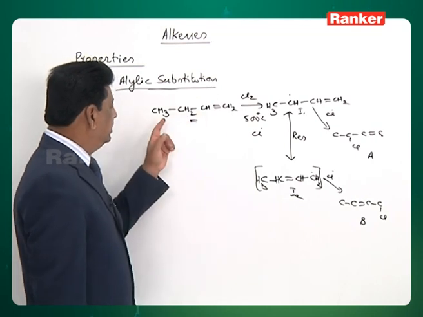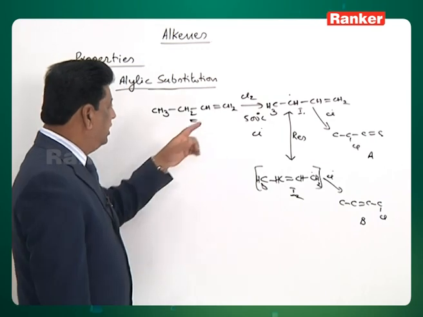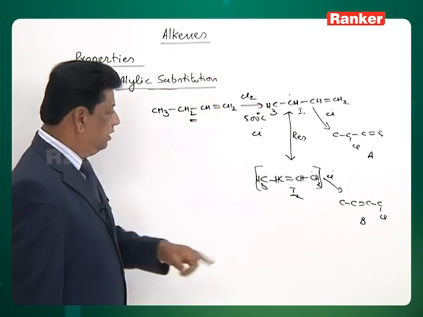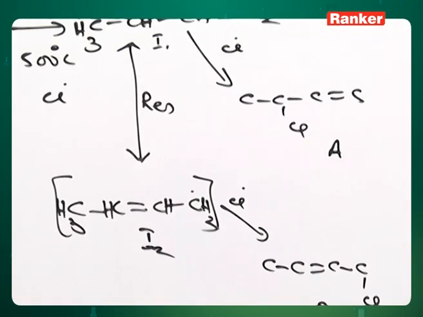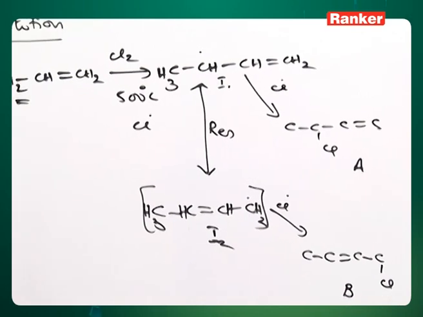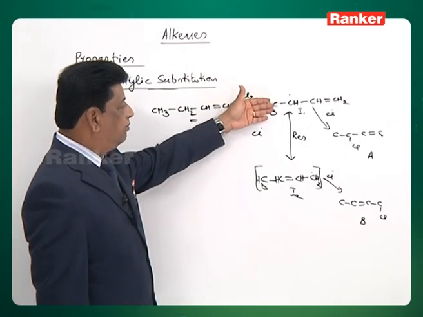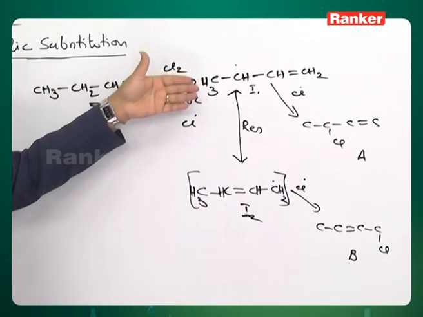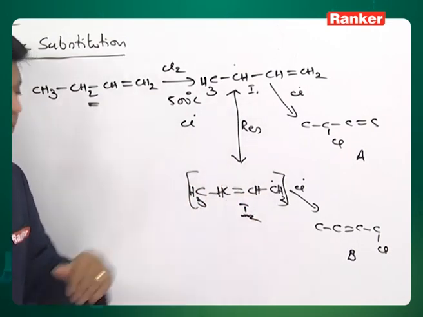Straight away a question: this is treated with chlorine. Write the mechanism. The double bond was originally between the first and second carbon; now it is between the second and third carbon, shifted by one place. How it is formed we cannot explain directly, but there is a beautiful explanation: if the intermediate formed is attacked by Cl, you will get answer A.